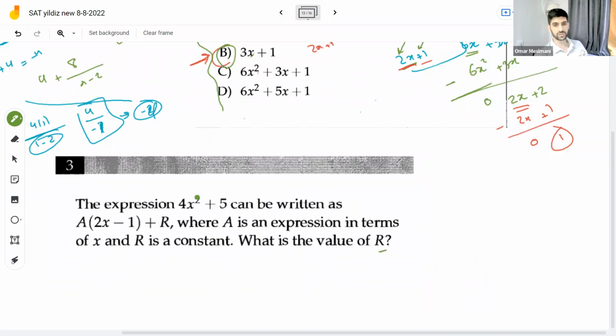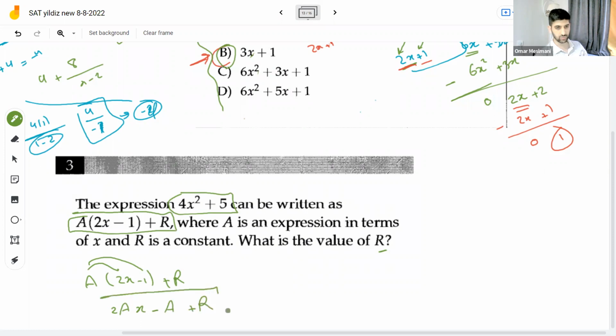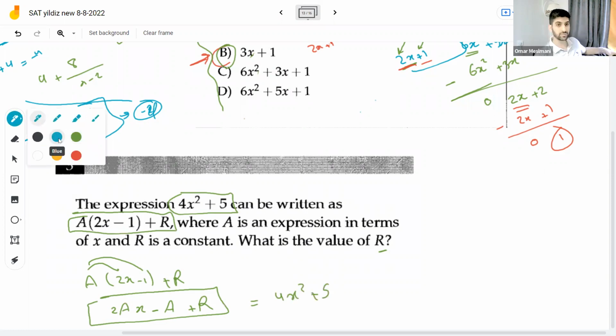Right now, I'm just going to make this expression equivalent to this expression. Let's say I have an a multiplied by 2x minus 1 plus r. I'm going to multiply the a inside like this, so I will have 2ax minus a plus r. I will try to make it equal to 4x squared plus 5. Listen carefully now, what do I have? Now I'm just going to do something called equation balancing.